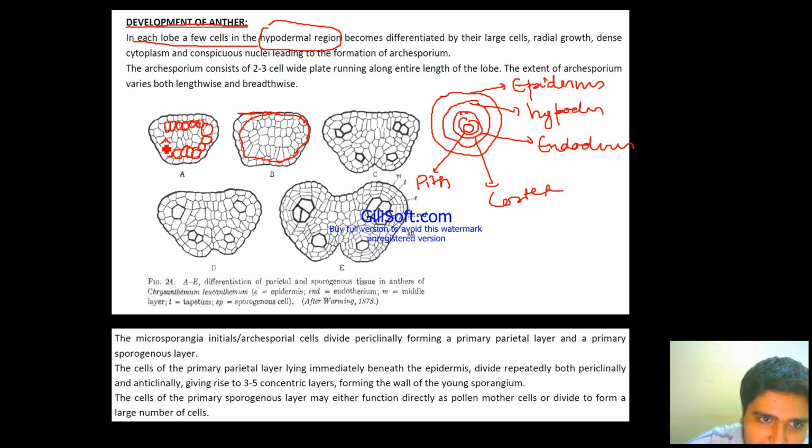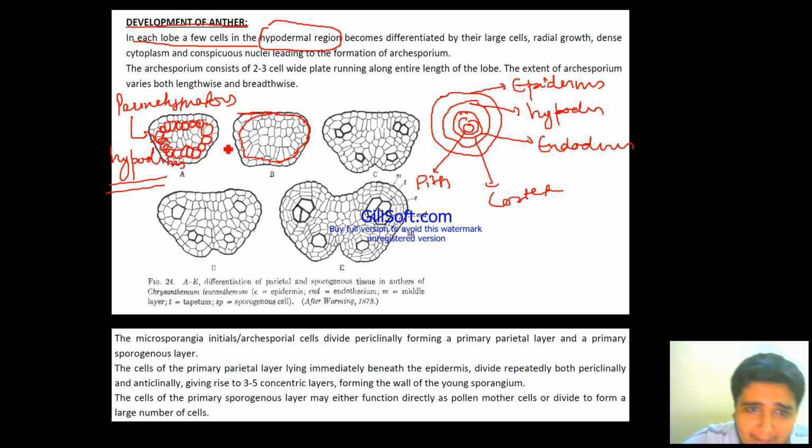And what tissue is this? These are basic parenchymatous tissues. Okay, they are all parenchymatous. Hypodermis. Now what happens to hypodermis? This is of concern. Hypodermis start dividing. Some of the cells, not the whole of the hypodermis, some of the cells start dividing. Now these are the cells which are large and which have radial growth and which have dense cytoplasm and conspicuous nucleus. Now understand each of these terms.